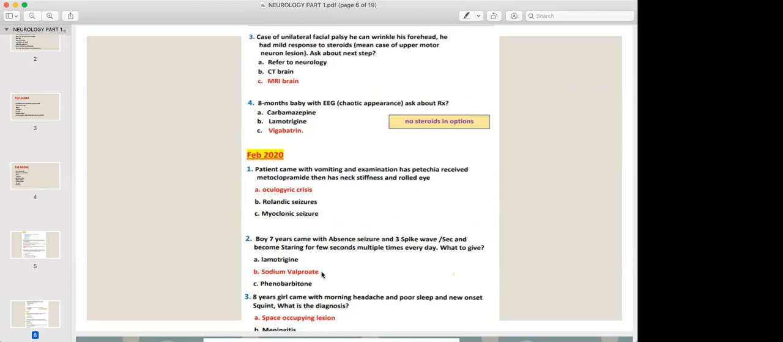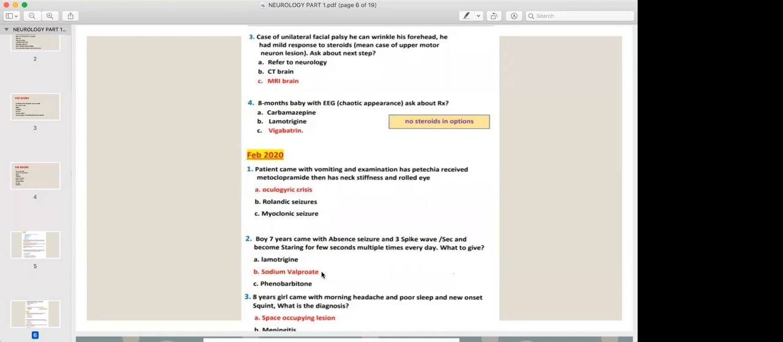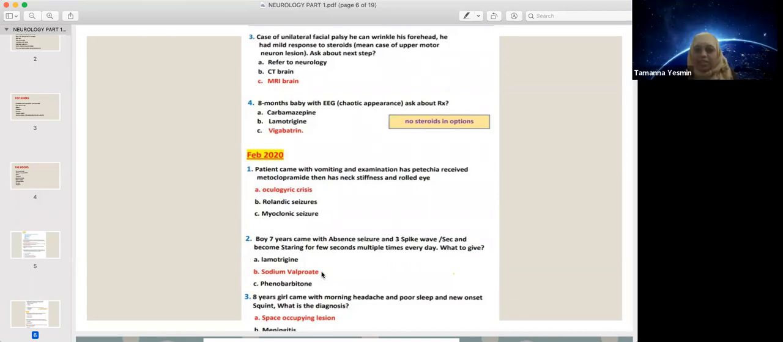So when there is an upper motor neuron facial palsy, what is the next investigation you will do? Definitely you will do MRI, because there is a raised intracranial pressure. Very good. But if it is a lower motor neuron palsy, we can wait, because mostly it is Bell's palsy. It is viral. It will auto resolve, right?